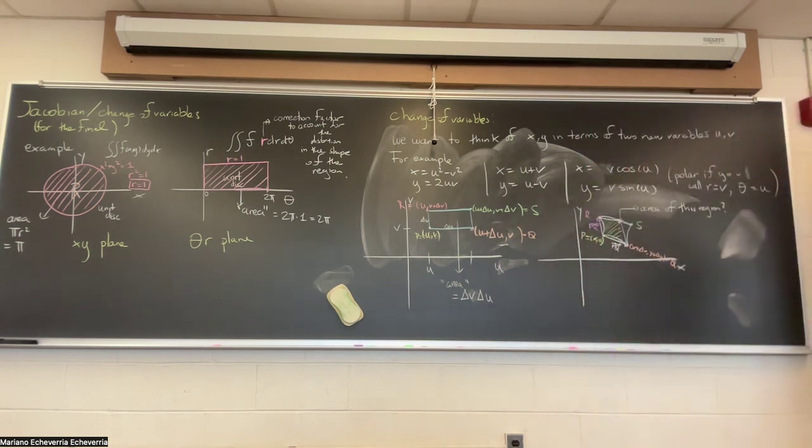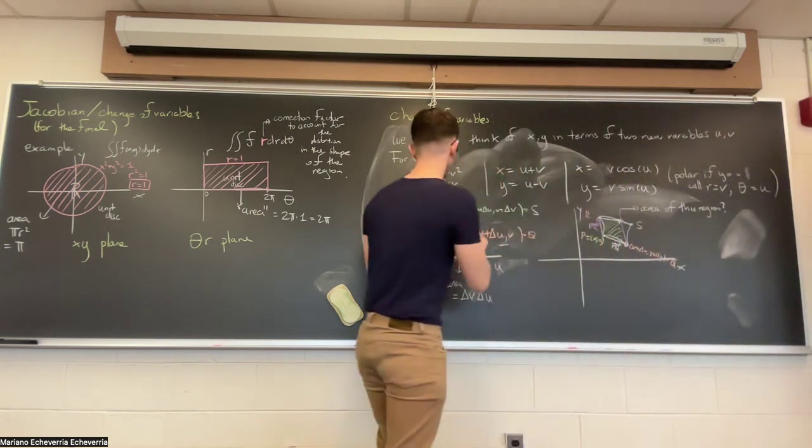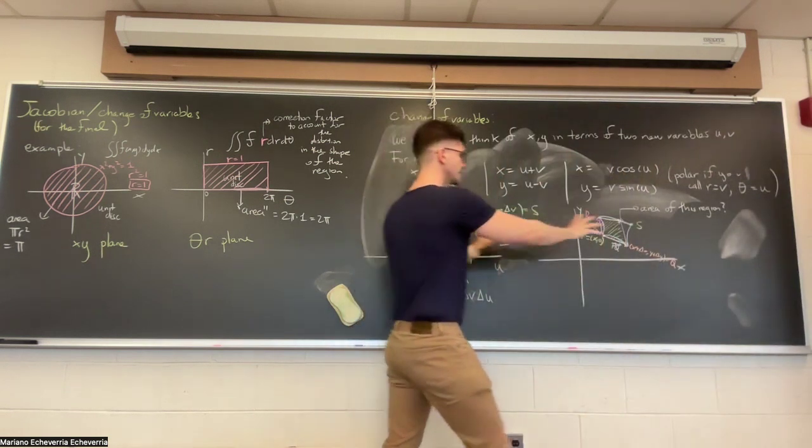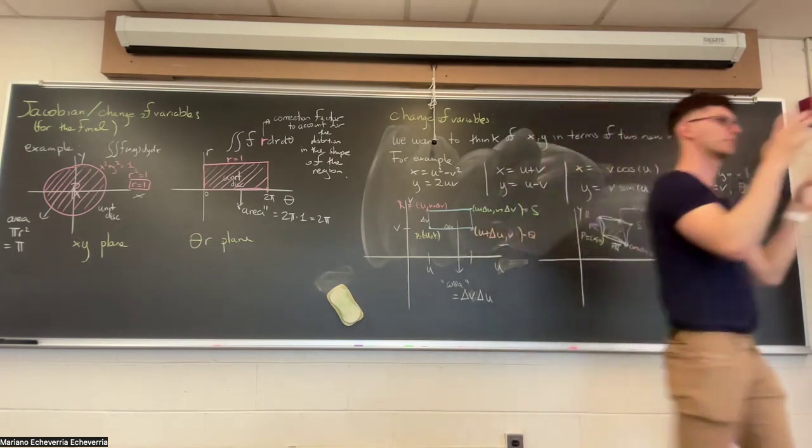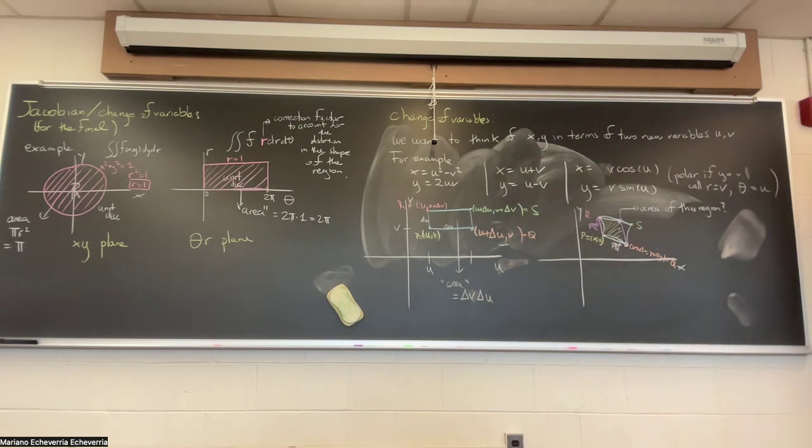That area of the parallelogram is obviously not 100% the same as the area of the actual region, but the idea is that if you think about making delta U and delta V very small, then the difference between the area of the parallelogram and the area of the actual region will go to zero. That's how the argument is supposed to work.